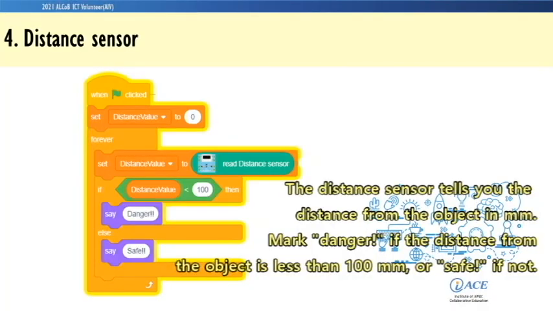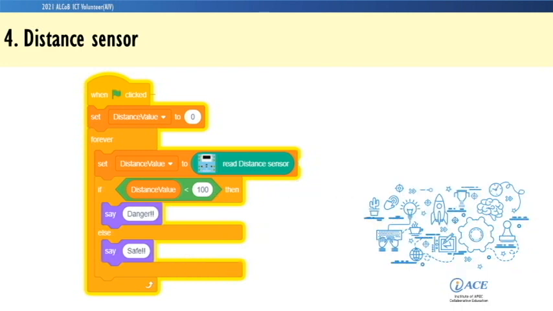The distance sensor tells you the distance from the object in millimeters. Mark danger if the distance from the object is less than 100 millimeters, or safe if not.